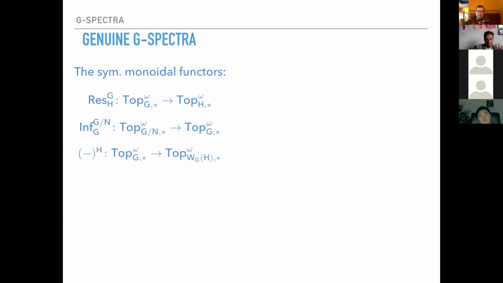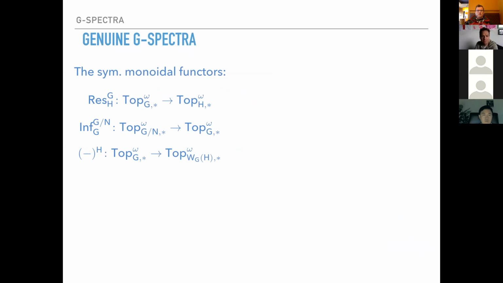And we have fixed point functors. So I can take a G-space and look at its fixed points. It's not just a space. In fact, there's a residual action by the Weyl group of H, that is, the normalizer of H divided by H.